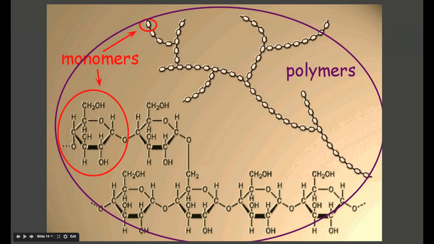So, a basic overview of vocabulary. What you're going to need to know for terminology is that when we talk about polymers, we're talking about these large molecules made up of repeating subunits. Each of those subunits is referred to as a monomer.